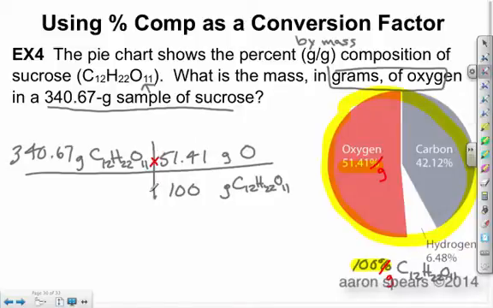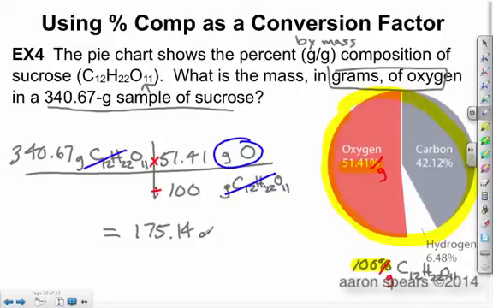Multiplying by our numerators and dividing by our denominators, we see that grams of sucrose cancel out, and we're left with grams of oxygen. That's what we want. So we punch this into our calculators, and we get for our answer 175.14 grams of oxygen when rounded to the appropriate number of significant digits.